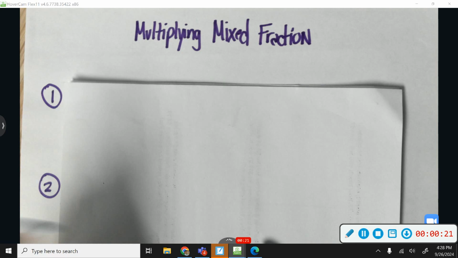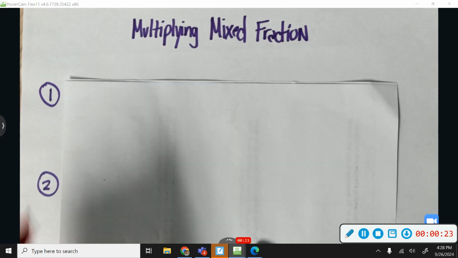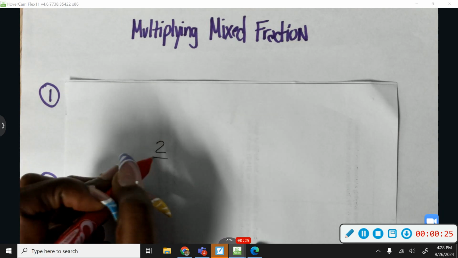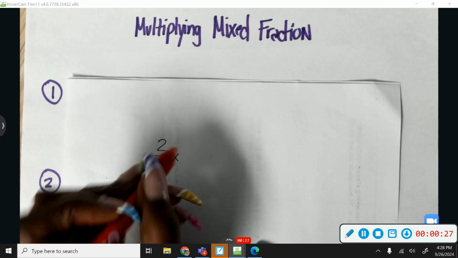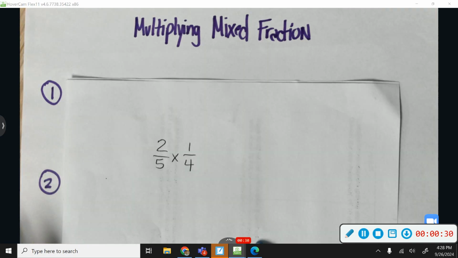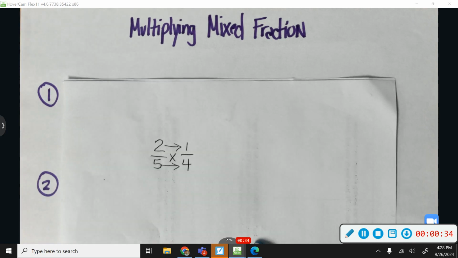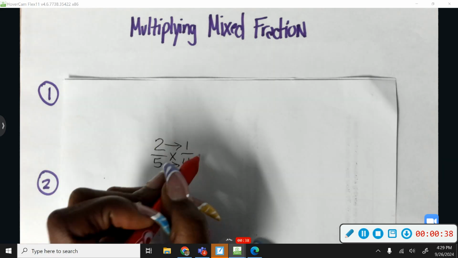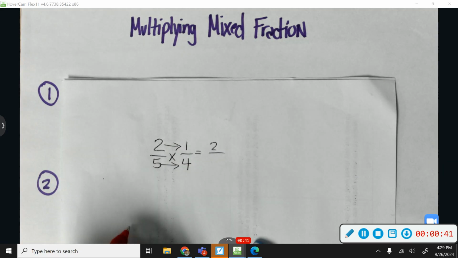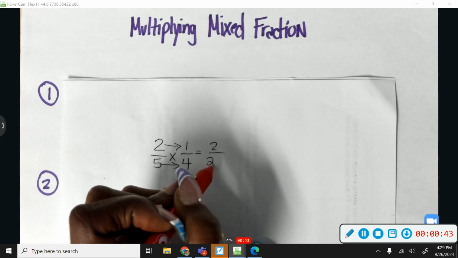So remember, when we're multiplying fractions, we just multiply straight across. So let's say I have 2/5 times 1/4. Again, we just multiply straight across. Multiply my numerator by my numerator, my denominator by my denominator. So 2 times 1, that gives me 2. 5 times 4, that gives me 20.